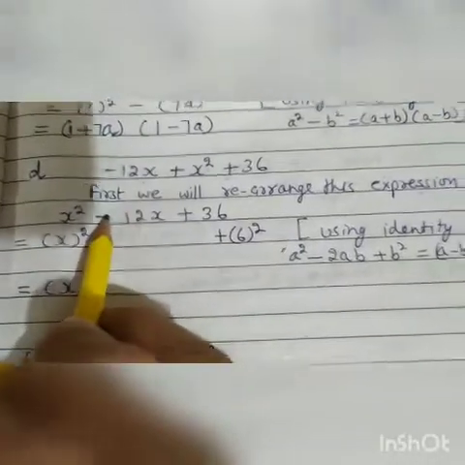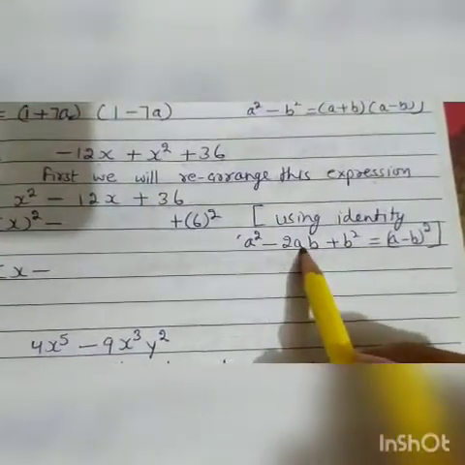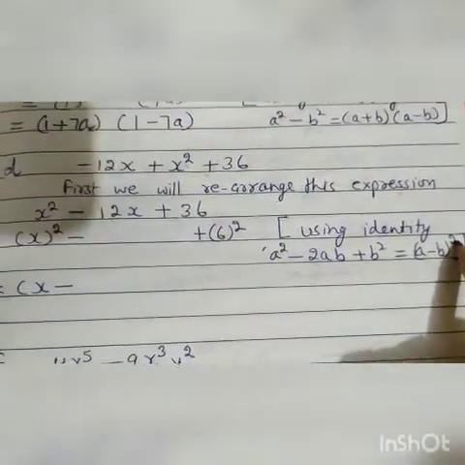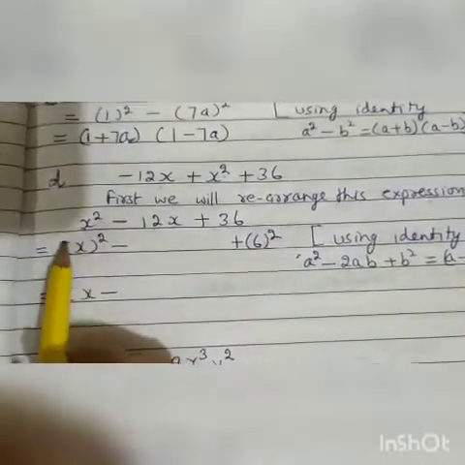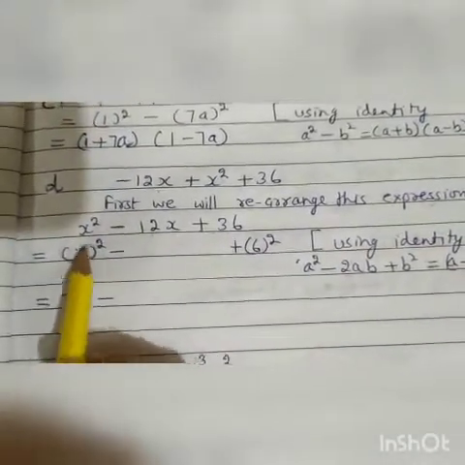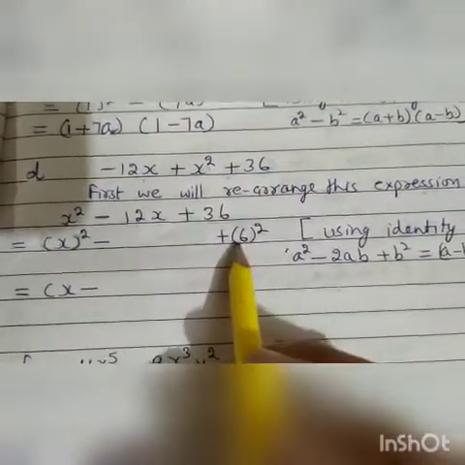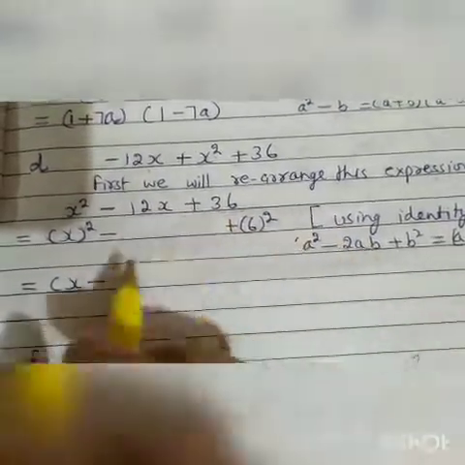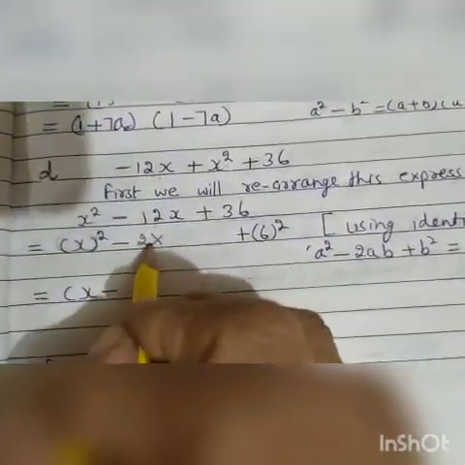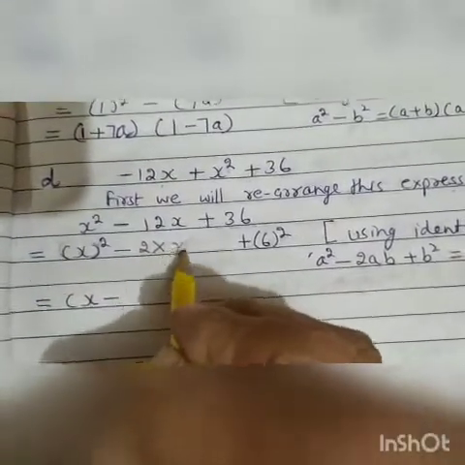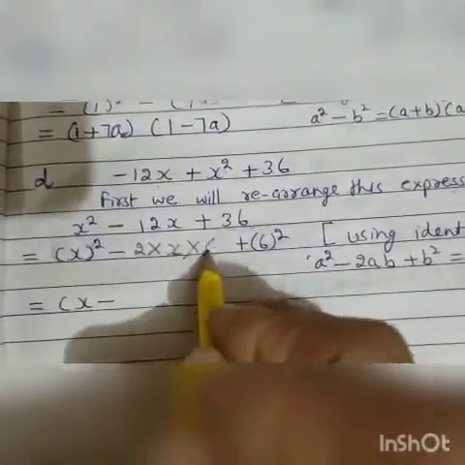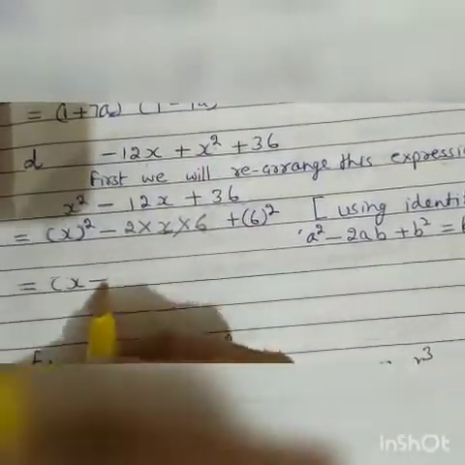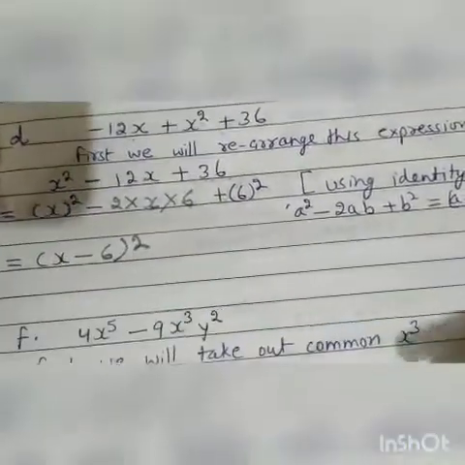Here the middle sign is minus, so we will use the identity a square minus 2ab plus b square is equal to a minus b whole square. So this x square is the square of x, this is x whole square. This 36 is the square of 6, so 6 whole square. Now the middle term, minus 2ab: minus 2 into a. What is a? a is x. Into b, b is 6. Now check it. 2 into 6 is 12x. So the first term is x minus 6 whole square.